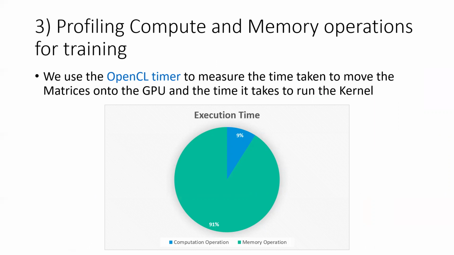Profiling compute and memory operations. Finally, given that we had some evidence that the depth of the models, the memory, was the actual problem, we used the OpenCL profiler to see how much time was being spent on memory operations and the time that was being spent on computational operations, and we found that only about 9% of the time was spent on computation. Therefore, this essentially amounts to a very big bottleneck which we cannot overcome at this point in time.